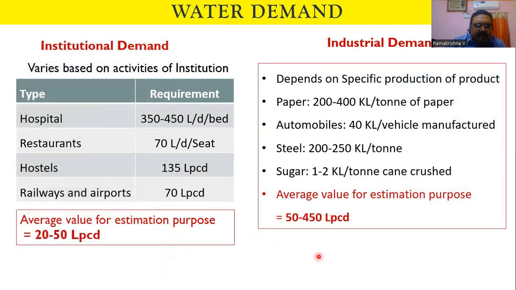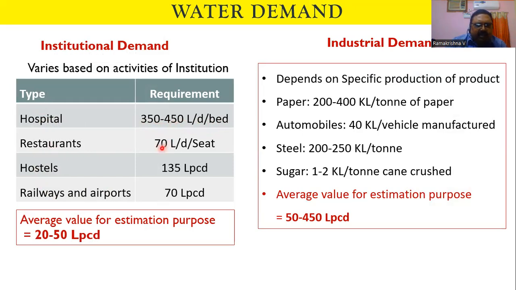Institutional demand. It depends on various activities of the institution, like hospitals, restaurants, hostels, railways and airports, cinema halls, etc. For hospitals, the total requirement of water is estimated, and then with respect to the number of beds in the hospital, it is divided. So the amount is now calculated as 350 to 450 liters per day per bed. This water is normally used for floor washing, clothes washing, and the drinking and sanitation facilities in the hospitals.